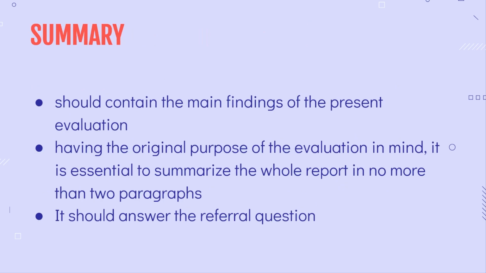So in summary, you list the main findings. Those are the test results that have outstanding data, significant data that answers the referral question. So having the original purpose of the evaluation in mind, it is essential to summarize the whole report in no more than 2 paragraphs. Usually in the summary section, we only put the main findings in the intellectual functioning and the main findings in the psychosocial functioning.